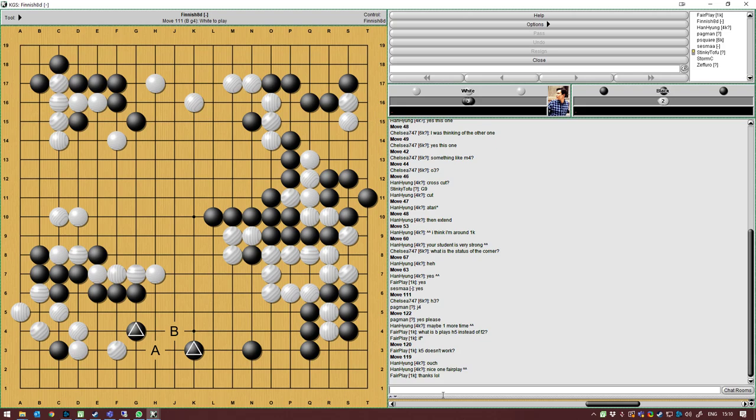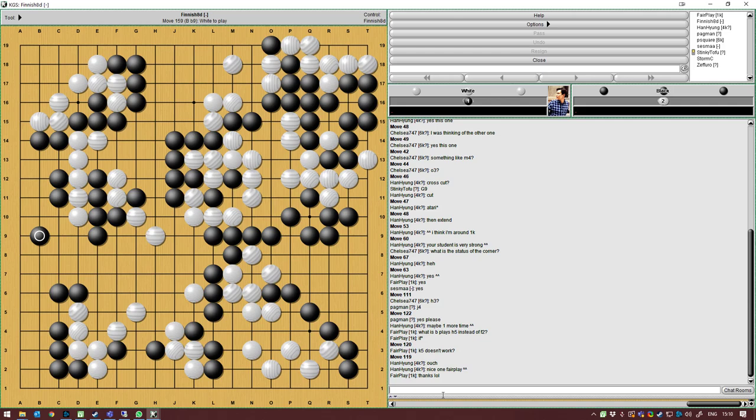And the next one is the interesting one. All right, so basically our focus is on the left side. You can see the white group on the left side is in a kind of desperate situation. And white's goal here is to save the stones. Does it look possible or impossible in your eyes?